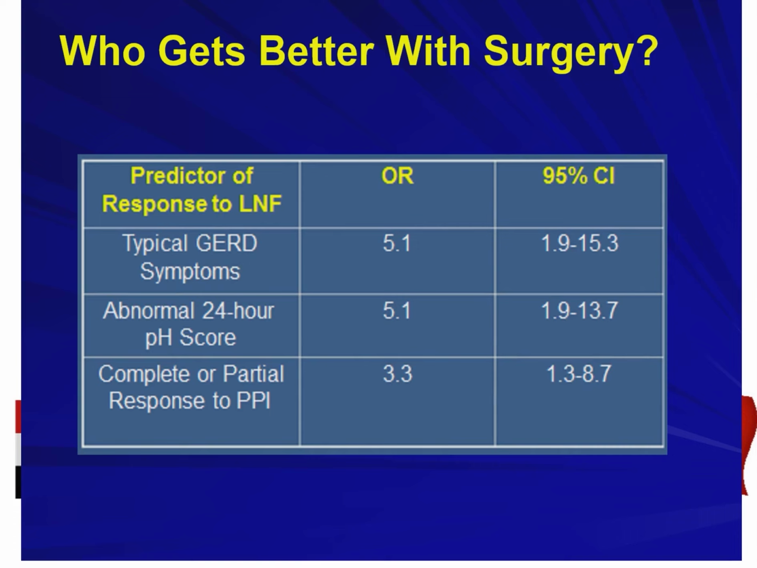First, with typical GERD symptoms, patients presenting with heartburn and regurgitation, patients with abnormal 24-hour pH score, and there should be at least complete or partial response to PPI. These are the patients who will get better with surgery. Typical GERD symptoms, abnormal pH score, and complete or at least partial response to PPI.